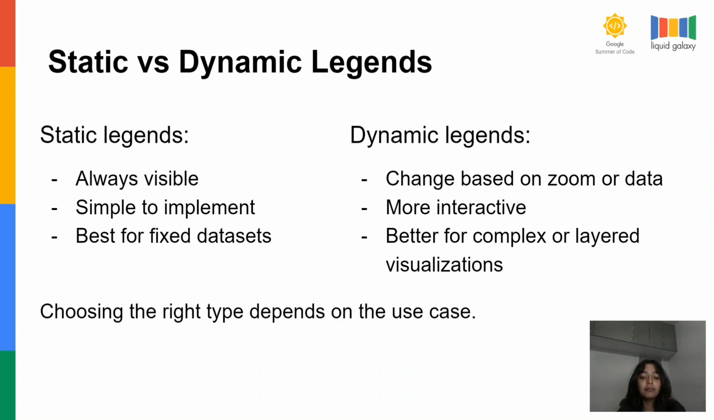Choosing the right type depends. For example, zoomed out legends show high level categories. Zoomed in legends expand with detailed labels. Dynamic legends require logic and sometimes integration with controller apps. Choosing between static and dynamic depends on data sets, complexities, audience types, interaction levels, and so on.